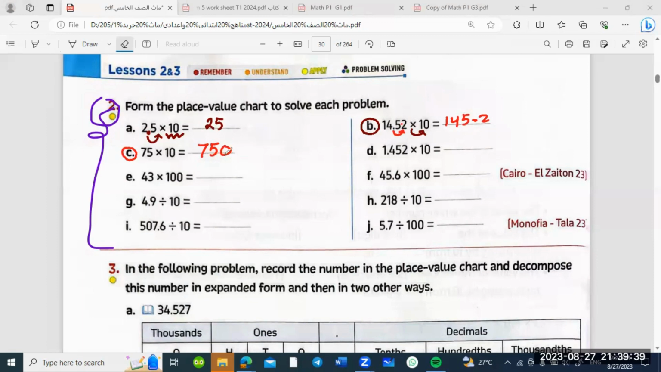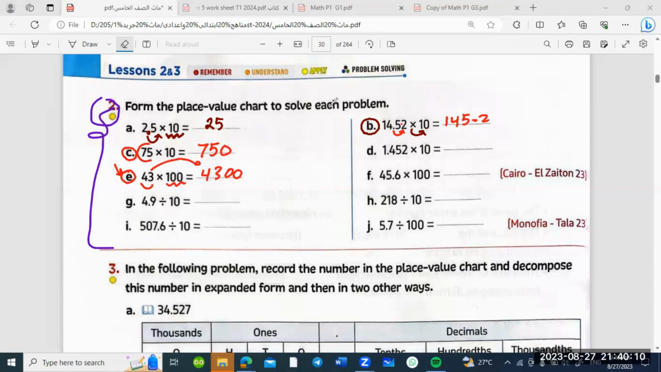So if you have a whole number like E, can you see E? It's 43 and the double 0. E is to write the 43 itself and add double zero, because you will multiply by 100, not by 10. So if you have a whole number, you will just write it and add as many zeros as you have.